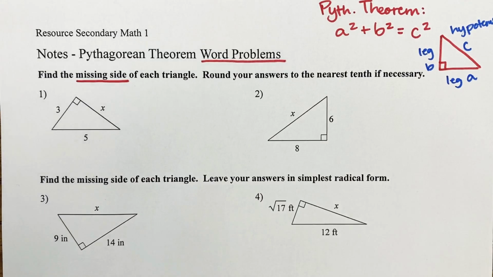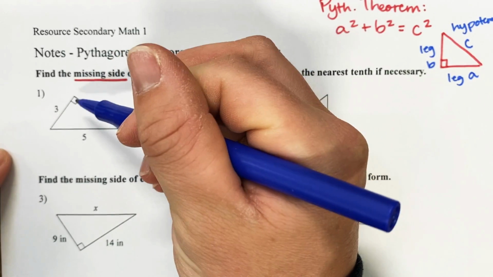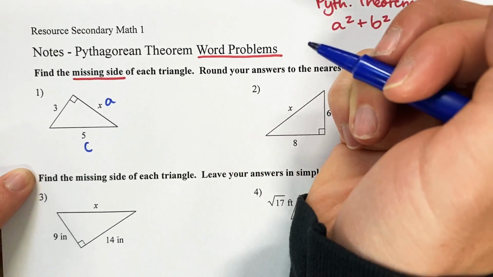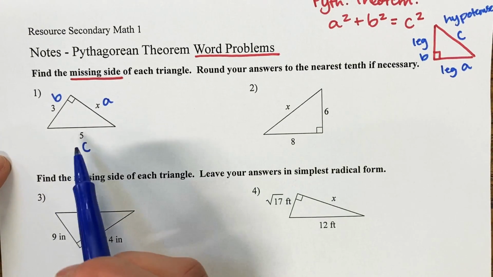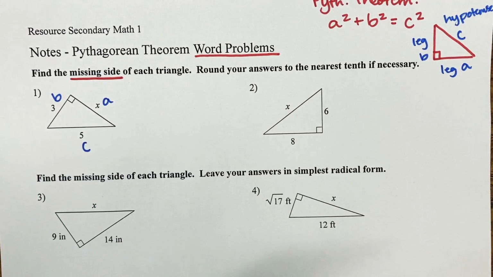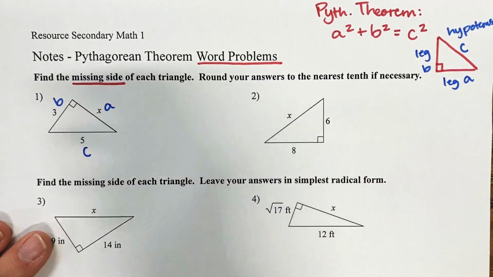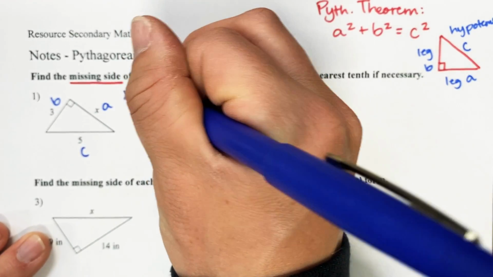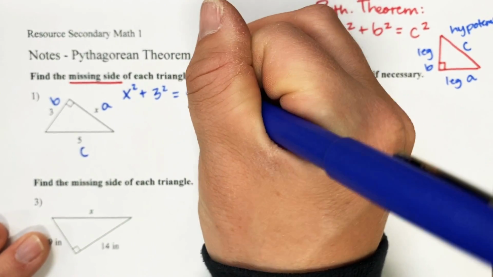Okay, so let's go ahead and identify which sides are A, B, and C for number 1. Okay, so if we want to quickly identify C, that is across from our right angle. Okay, that means I can make X A and 3 B. Okay, as long as that 5 is your C, you are good. Okay, so now that we have that, let's go ahead and just plug it into our Pythagorean theorem. So A squared, my A is X, so X squared. Plus b squared, my b is 3, so 3 squared, equals c squared, my c is 5, so 5 squared.